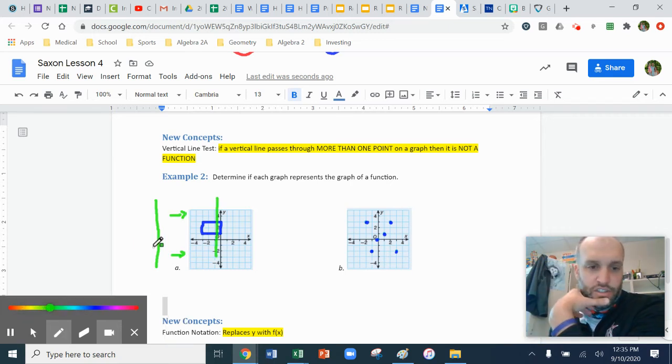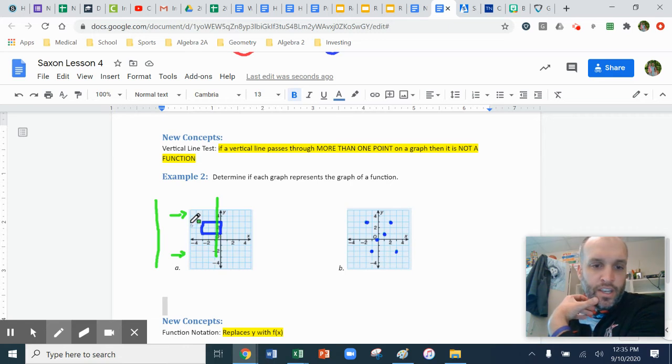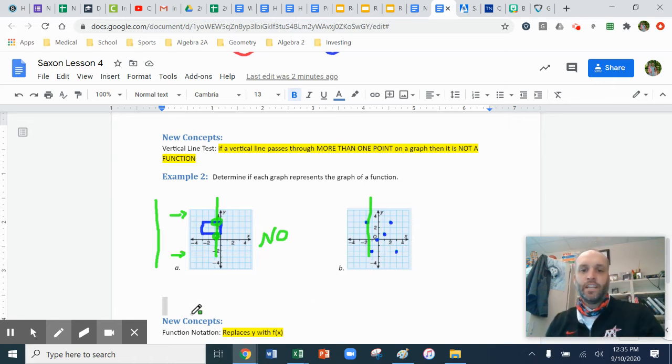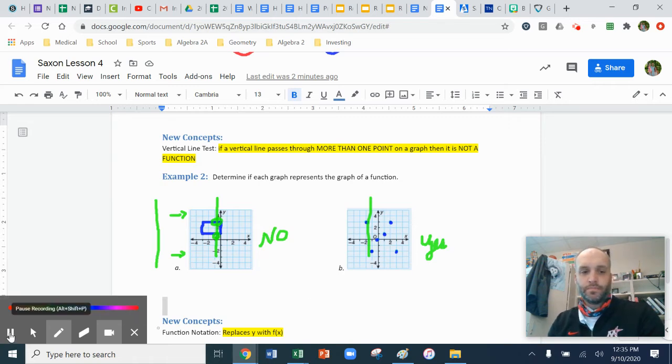So imagine I slid this green line over and sliding it through, you can see it hits right here, it hits right here. So since it hits 2 times, that one is no function. And again, I'll slide my green across, and every time I slide a vertical line, it only hits 1 point. So this one is yes, represents a function.